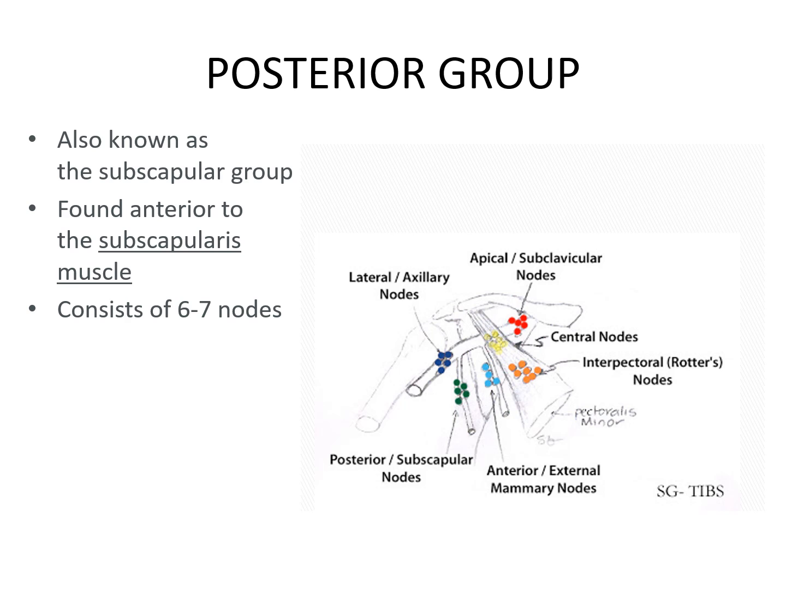And then when we talk about the posterior group, they are also known as the subscapular group. Remember, the subscapularis muscle is behind, so it's anterior to the scapular bone, but posterior to the axillary region. So it's also called the subscapular group, and they are found anterior to the subscapularis muscle, usually around 6 to 7 nodes.